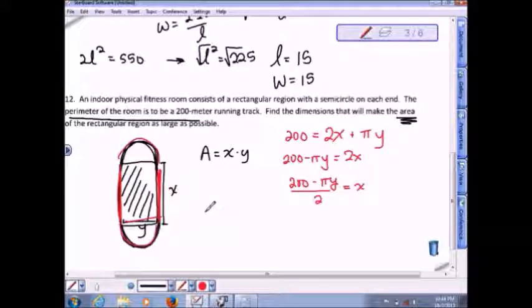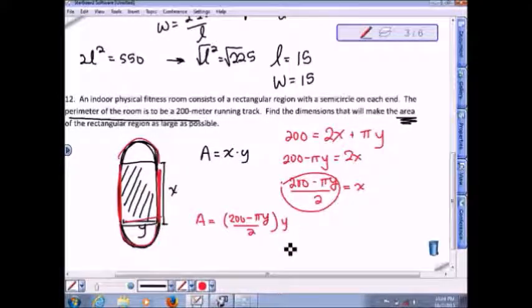Now we have area. Now we know what x equals. x equals this value right here. So this is 200 minus pi y all over 2 times y. And this is equal to 200y minus pi y squared all over 2.